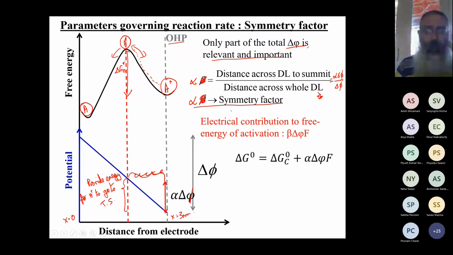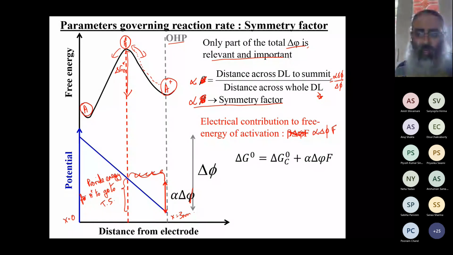So the electrical contribution is alpha delta phi F. Different textbooks write alpha, some textbooks take it as beta. Again, there is a notation, symbol problem.